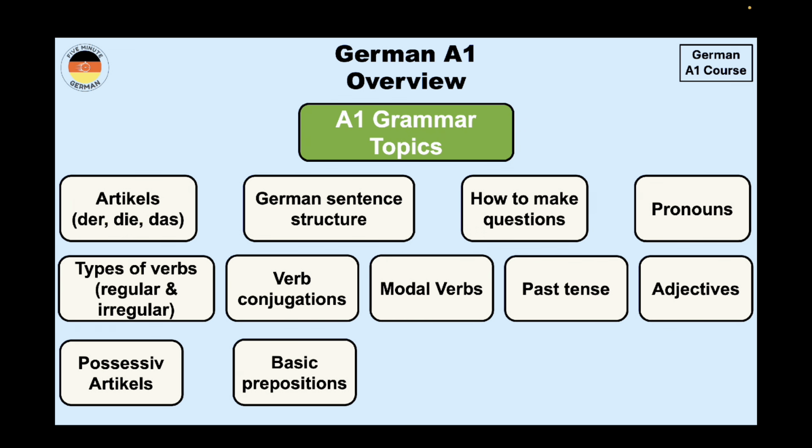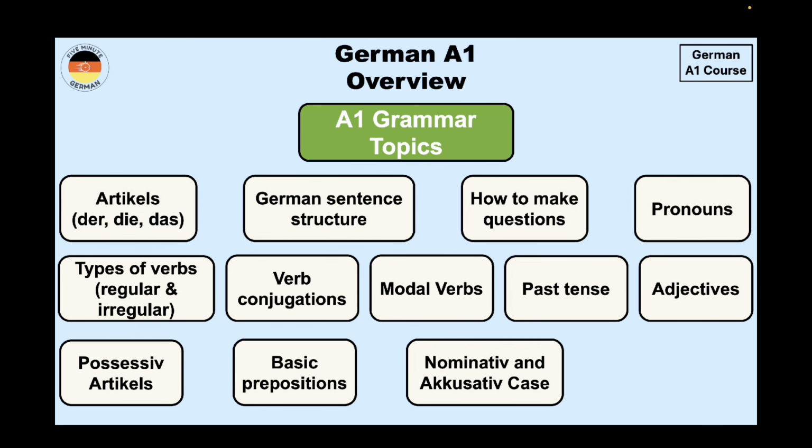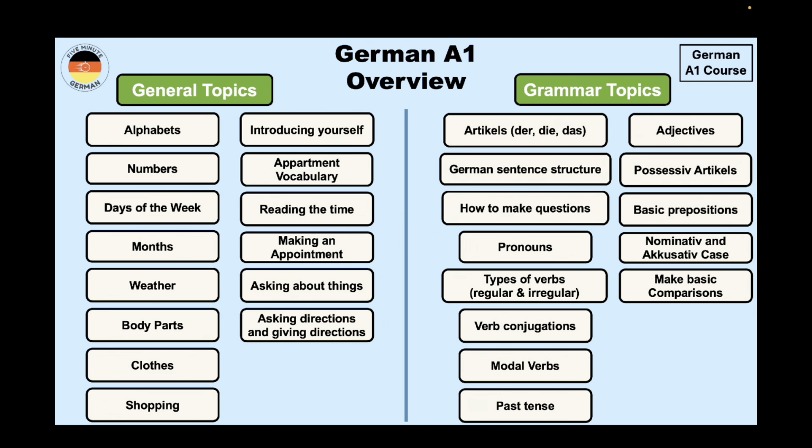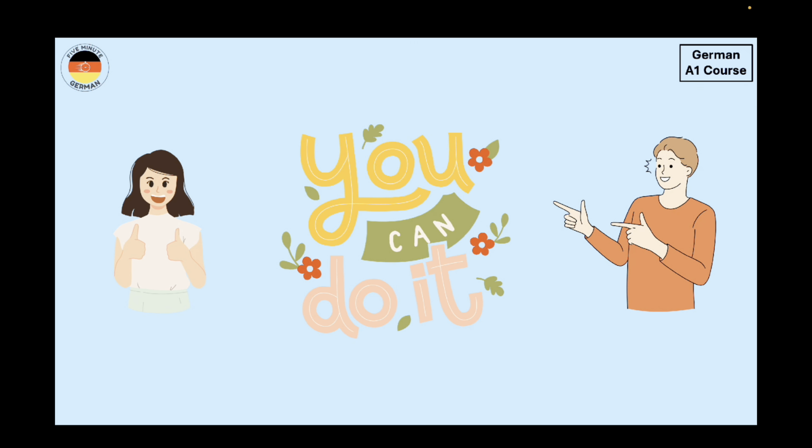You will learn some basic prepositions, for example, in front of, beside, etc. You will also learn the nominative and accusative case, which is the subject and object case, and how the articles change in each case. And you will learn how to make basic comparisons between different things. So this is a complete overview of all the topics that you will learn, including the general topics as well as the grammar topics. And this should give you an idea of what the course content or syllabus of German A1 is.